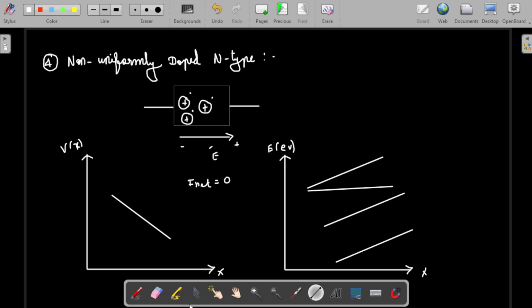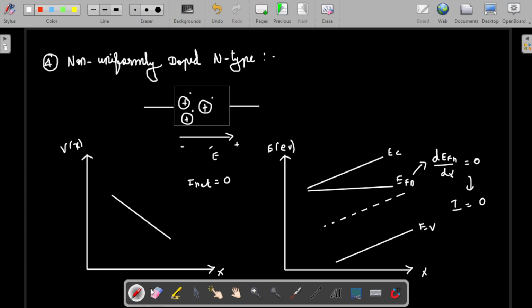As you see, there will be no change in this thing. This is because there will be no movement, so there will be no current. So dEFN divided by dx is equal to 0. Because of this, I will also be equal to 0. But these things will get changed. This variation is because of the inbuilt potential change.